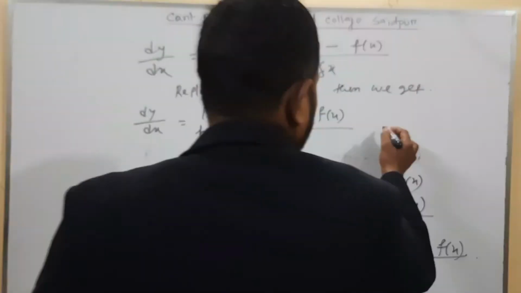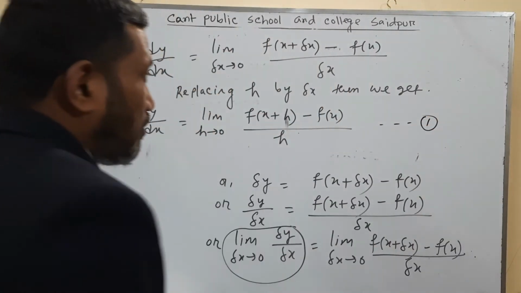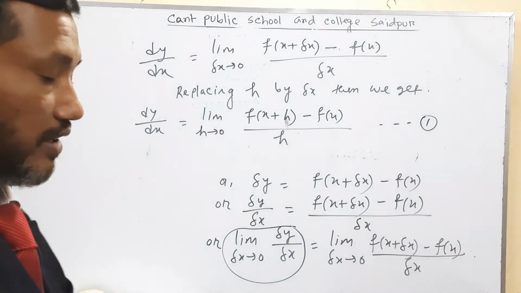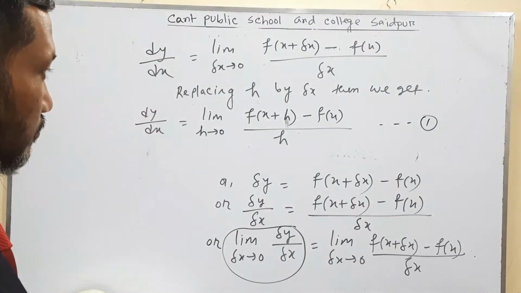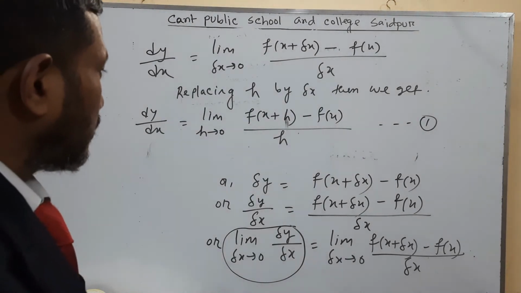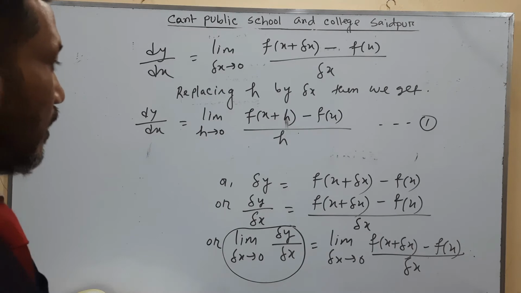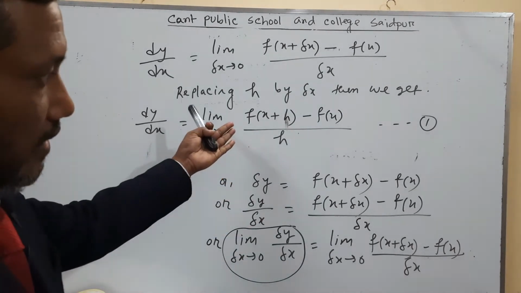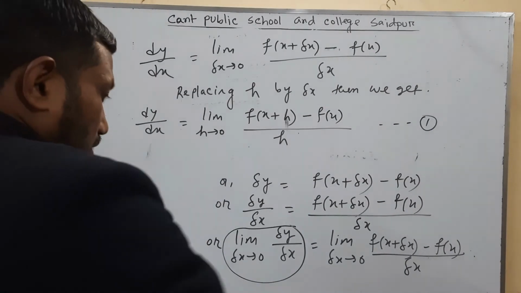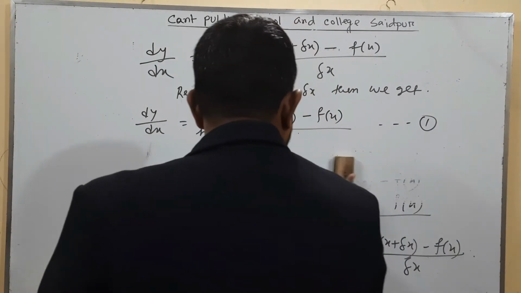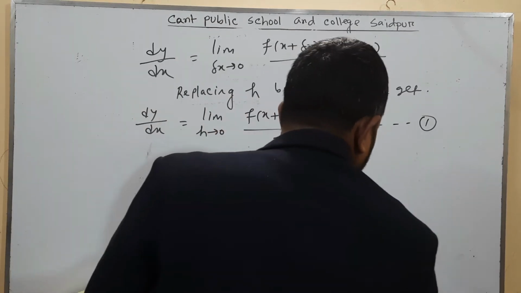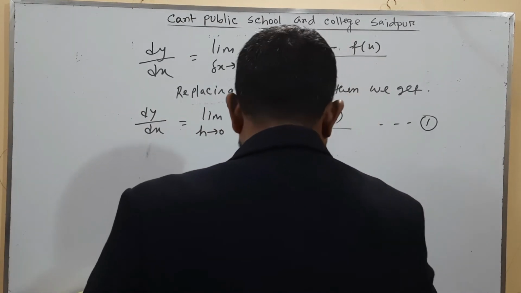Equation 1 is called the derivative of y is equal to f of x with respect to x. For finding derivative of any function by the first principle, this definition is used. Now I will find some derivative from first principle.